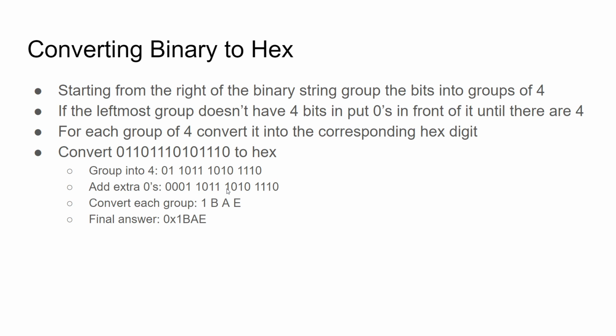So here we have 1 8, no 4s, 1 2, no 1s. That's going to be 10, which is A. Then we have 8 plus 4 plus 2, which is going to be 14, right? And again, you can go up the letters: A is 10, B is 11, C is 12, D is 13, and E is 14. So we would use E here. And so the answer is 0x1BAE.